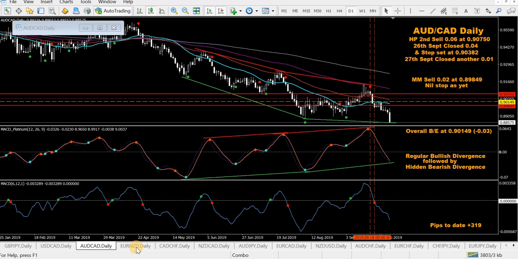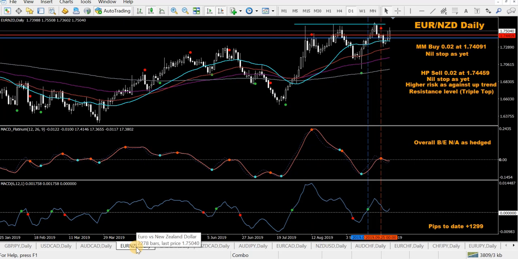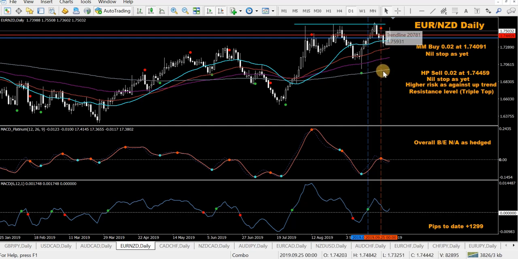Euro New Zealand. Alright, if you see blue lines, aqua blue lines, it's generally just something like a double top, triple top, or a trend line that's got my interest. In this case, triple top. I think I made a note of that somewhere here, triple top there.